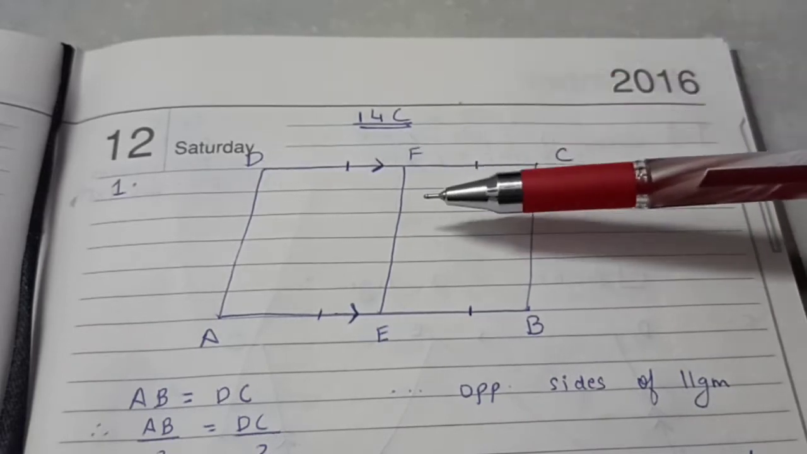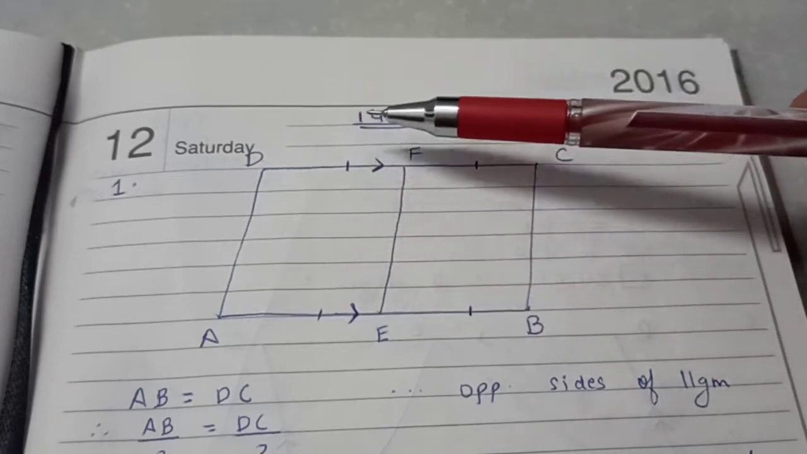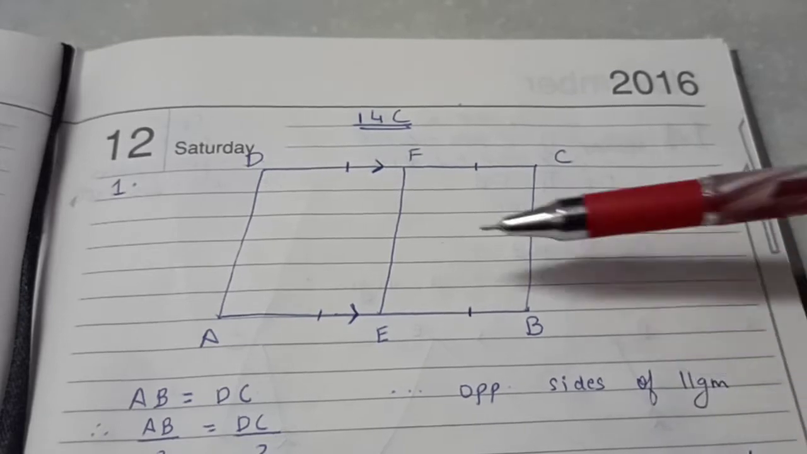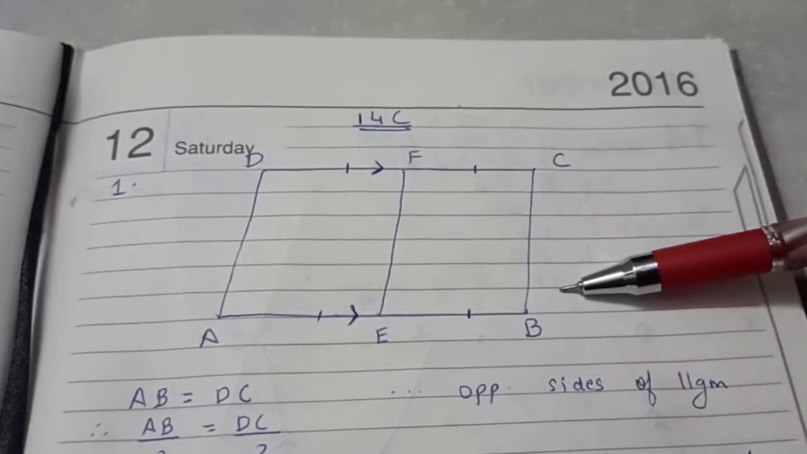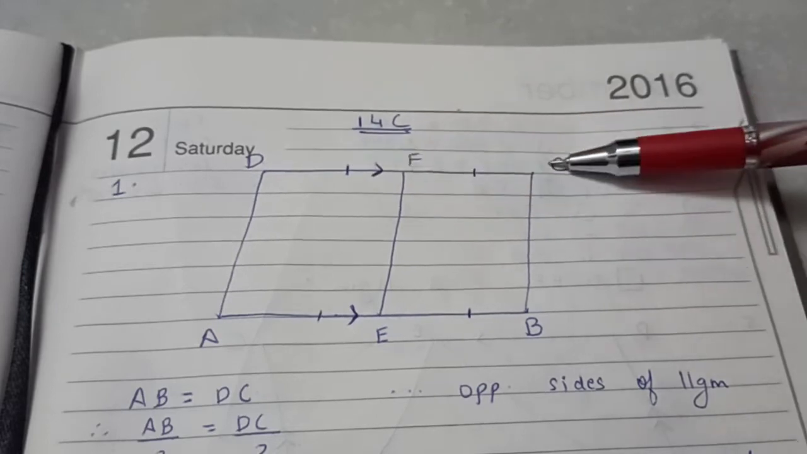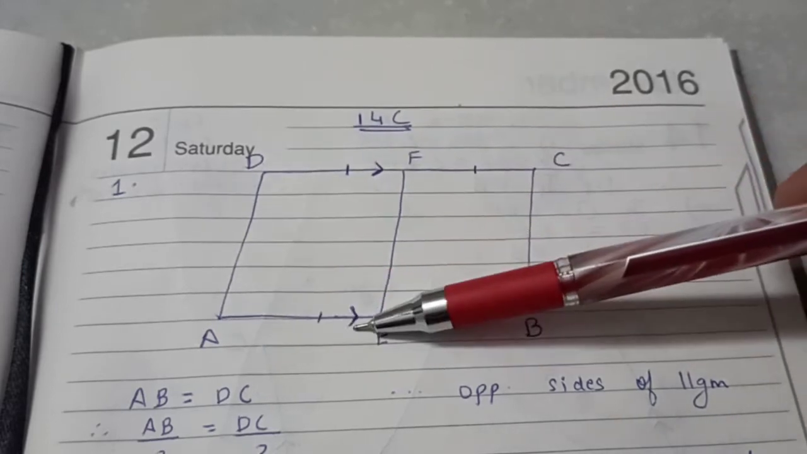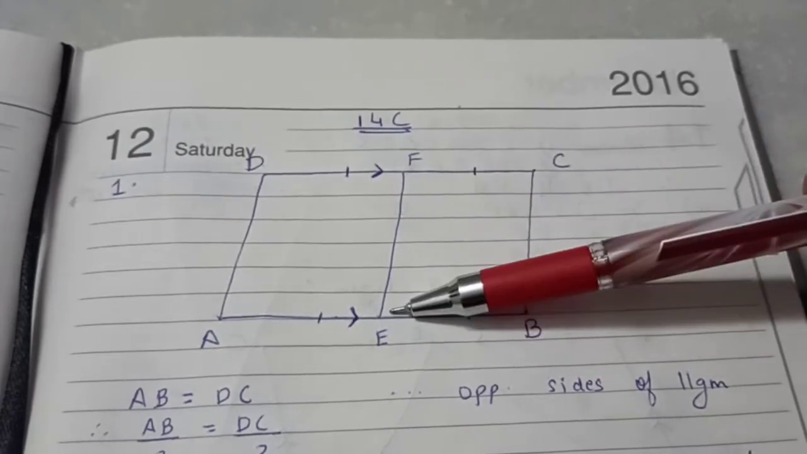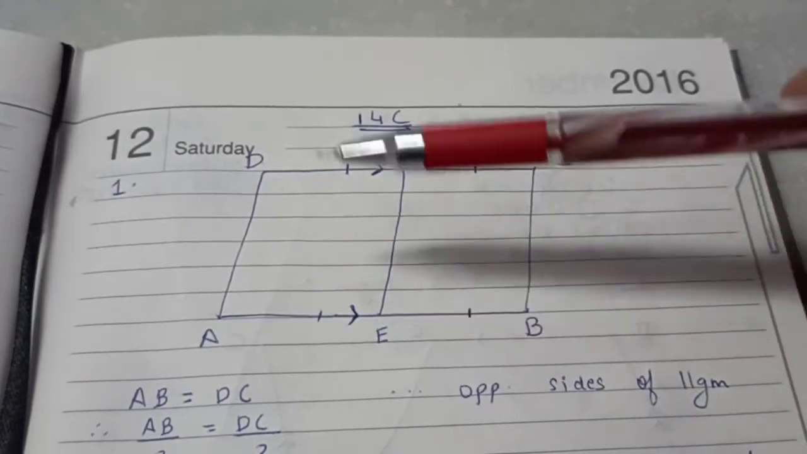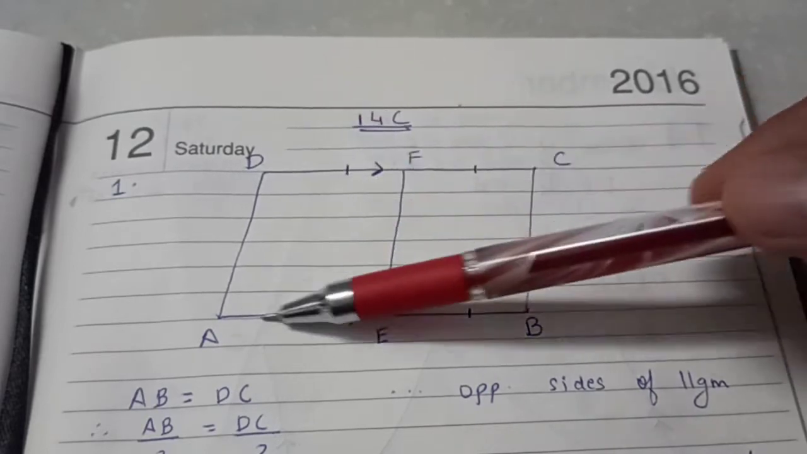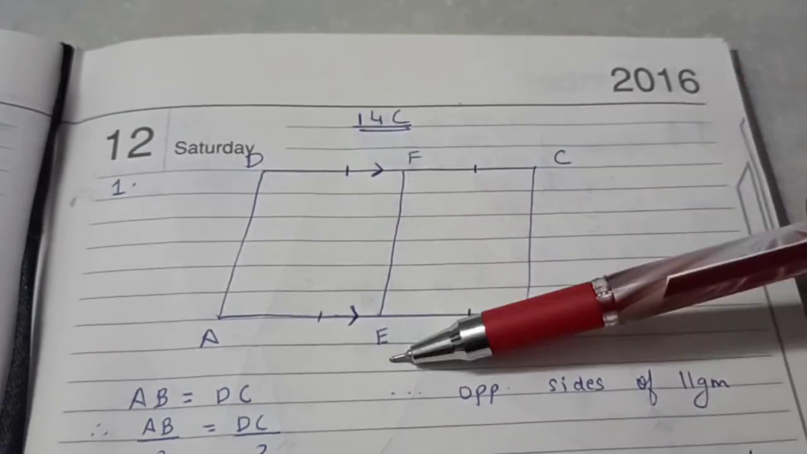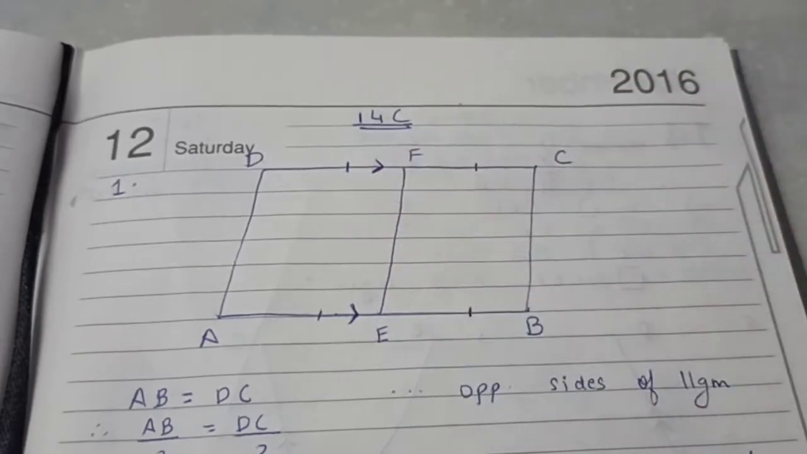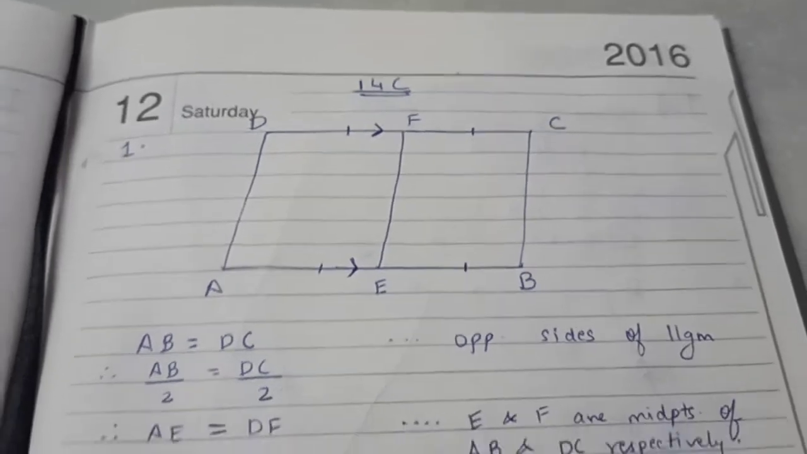So we know that in ABCD parallelogram, AB is equal to DC, opposite sides of parallelogram. So half of AB will be equal to half of DC. That means AE is equal to DF because F and E are the respective midpoints. So I have now proved AE is equal to DF, and of course they are parallel because they are already opposite sides of this parallelogram, hence proved that AEFD is a parallelogram. Here's the solution.